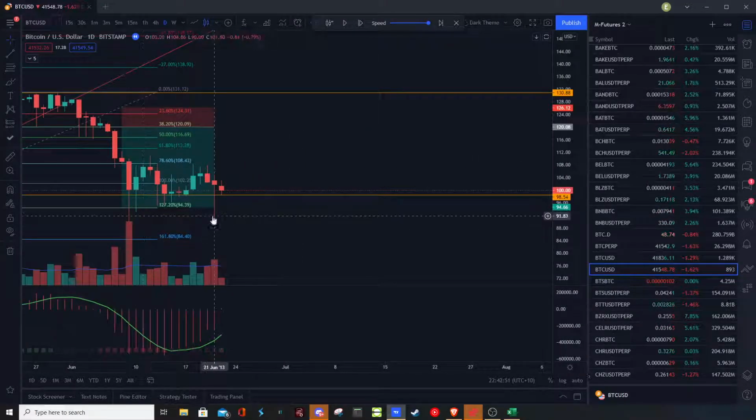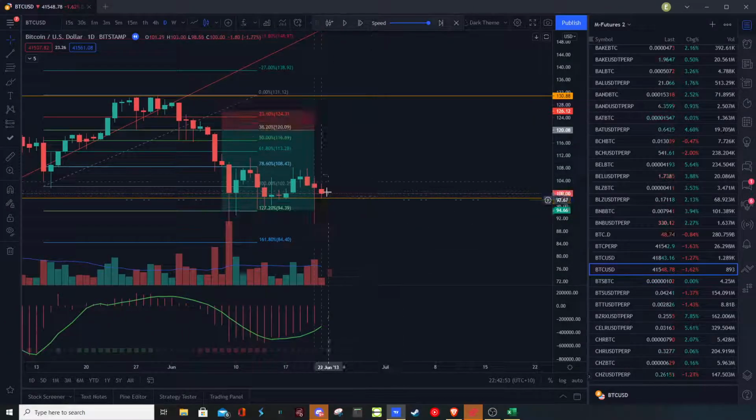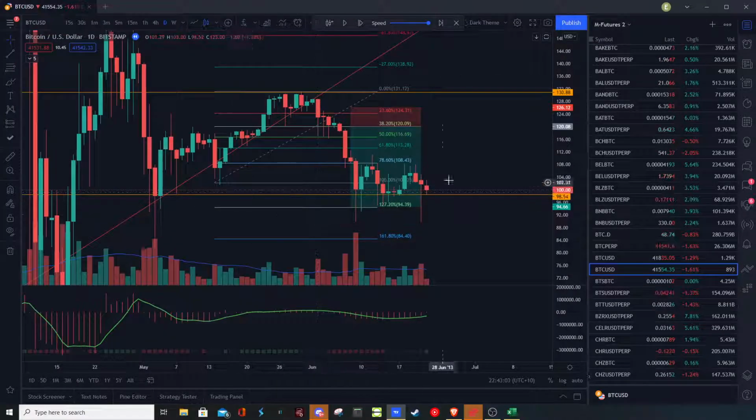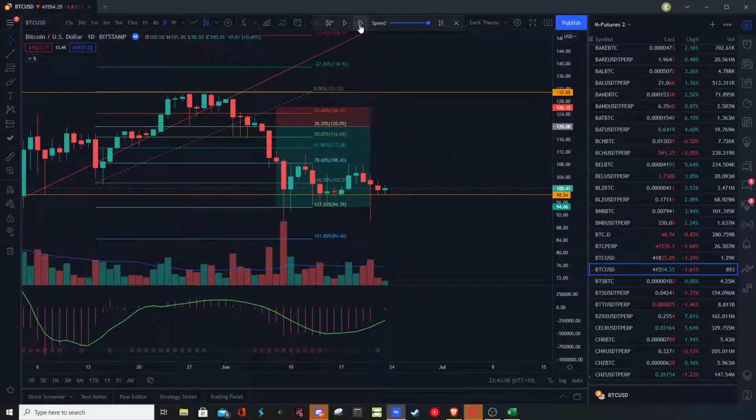So still a sort of lower low. It is a daily time frame, but that candle there could be classified as a morning star, just because it's at sort of the support level. So here we've got a sort of ascending volume, but low volume here.